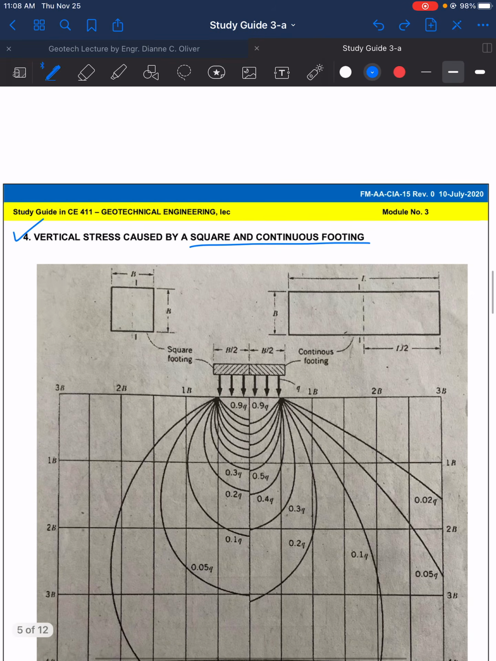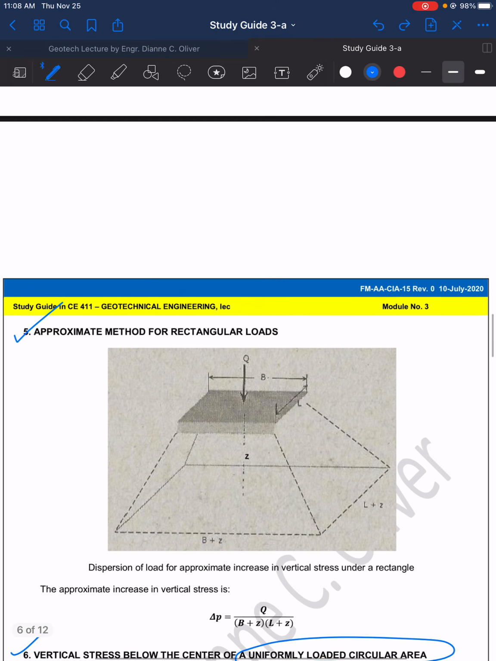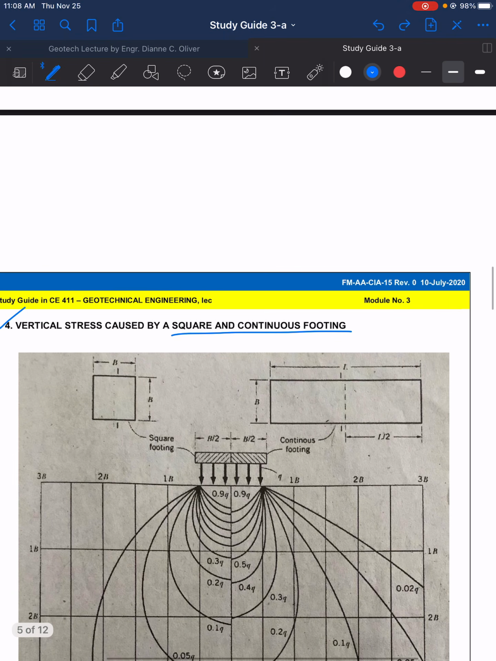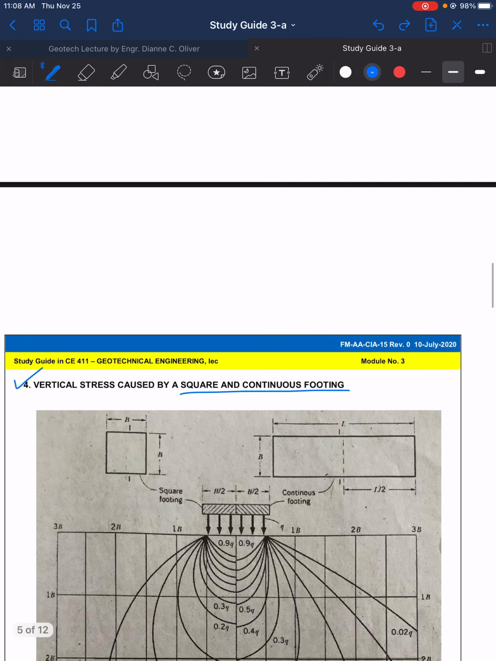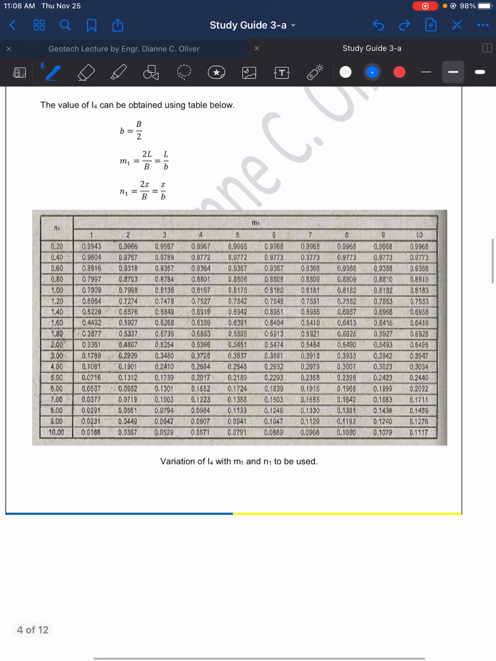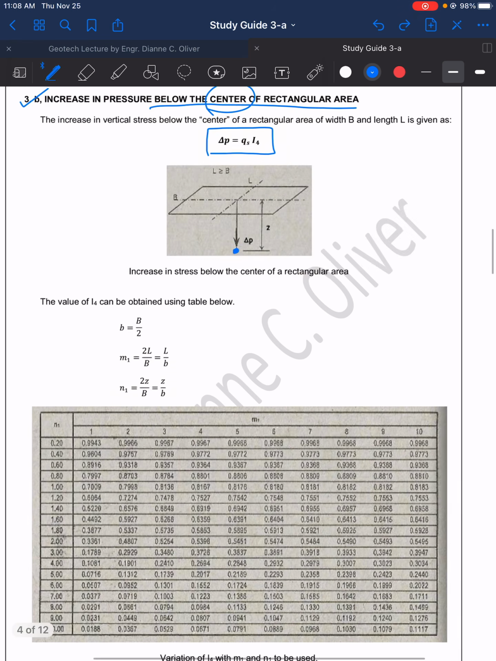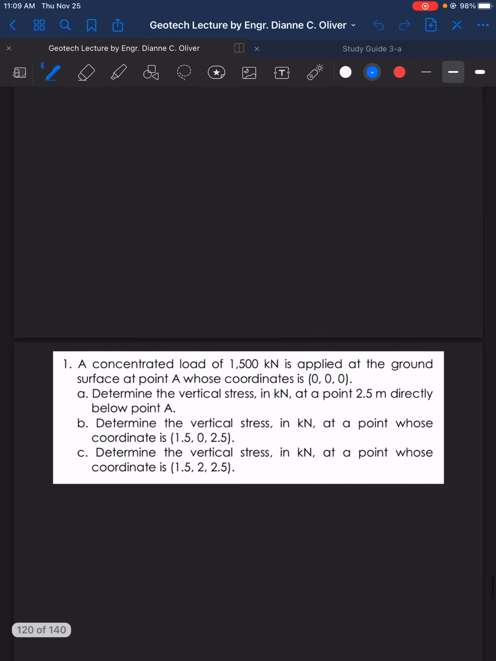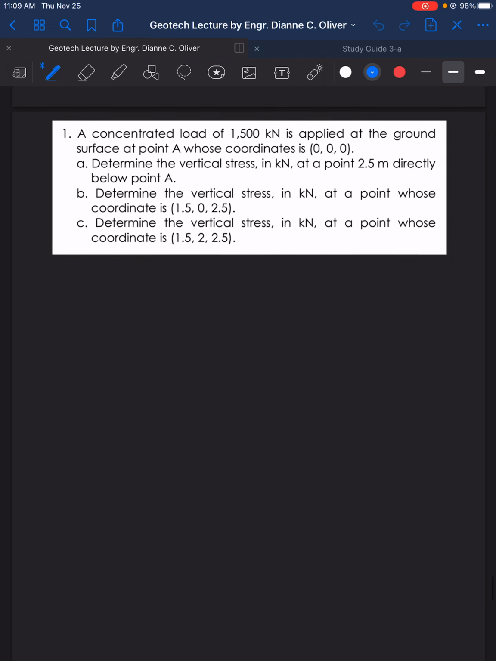So we have the other formulas, the 4, 5, 6, and 7. But first, let's solve problems using those formulas number 1, 2, 3, point B. Okay, so this is formula 3 point B. So let's apply what we have learned from these formulas in these examples.